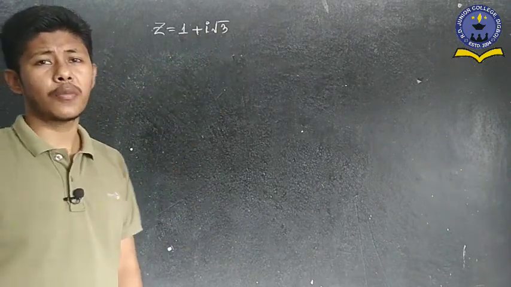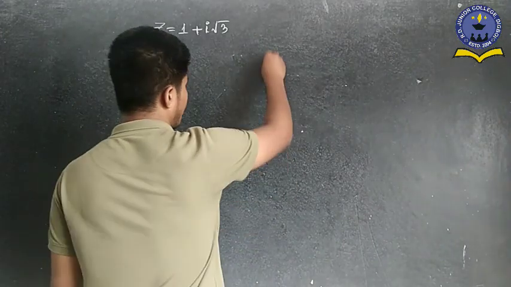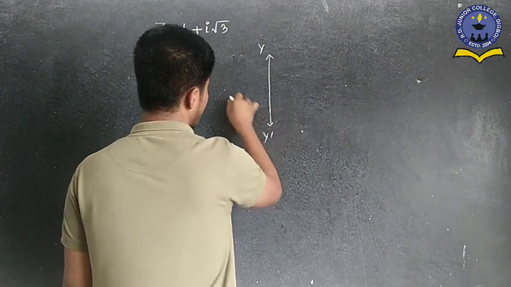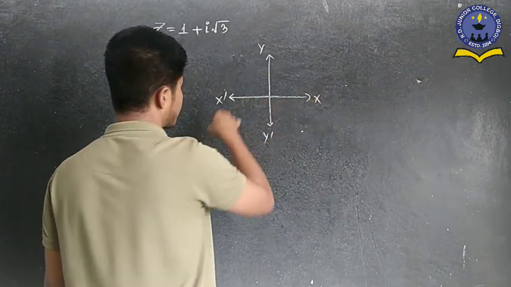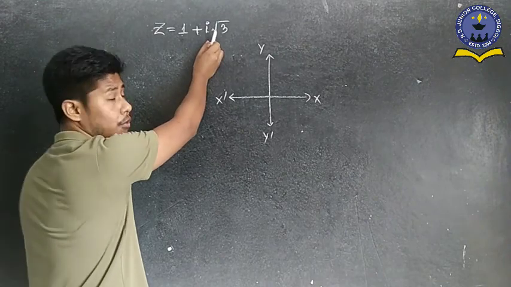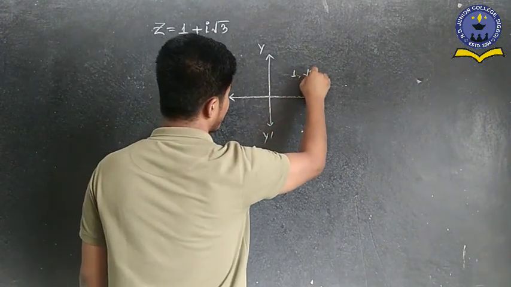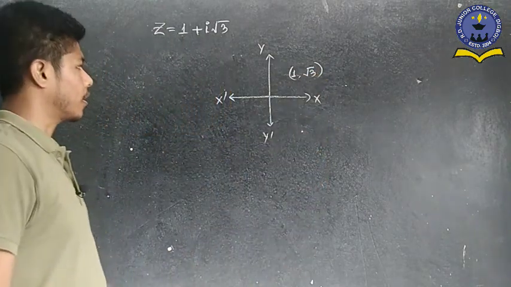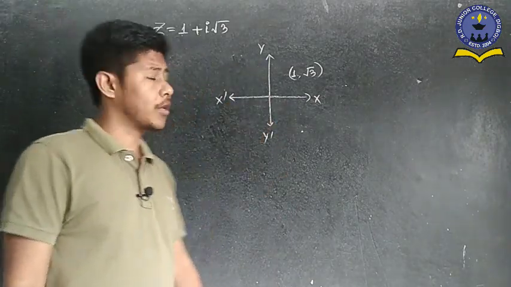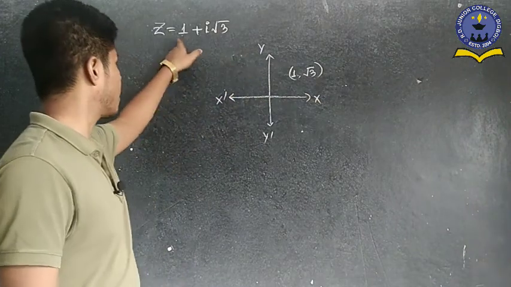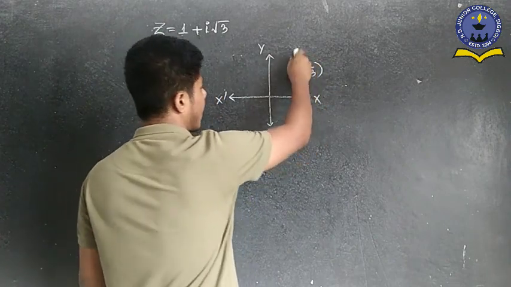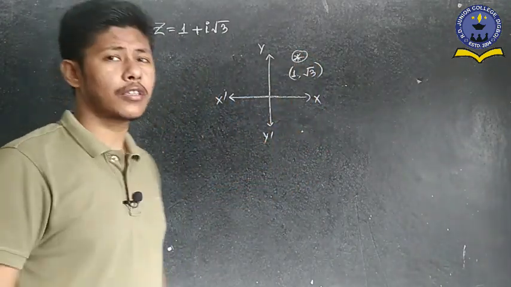Both are positive. So if both are positive, in which quadrant does it lie? Obviously in the first quadrant, isn't it? So this one is y, here it is y dash, and this one is x dash. Now if we find the ordered pair here, it is 1 and root 3. So 1 and root 3 obviously lies in the first quadrant. If we consider this an Argand plane, the x-axis is the real axis and the y-axis is the imaginary axis, and the ordered pair is (1, root 3). So it is the first quadrant, which means whatever angle we find must lie in the first quadrant. So in this we can find theta.